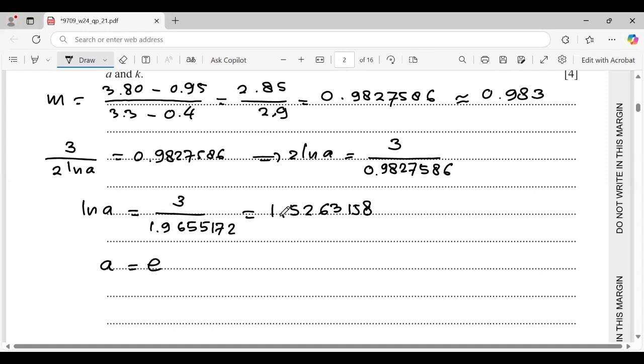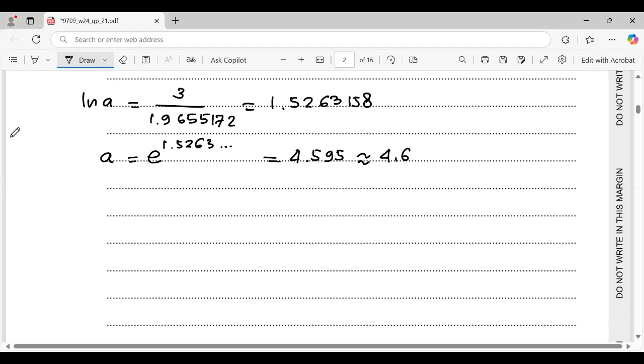So it means a equals e to the power of this number, 1.5263, and the result is 4.595, or 4.6. This is a.